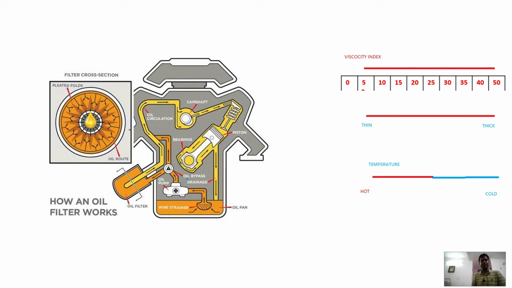Today we are going to see how to choose the right engine oil for a car. Before that, we will understand what happens inside the engine with the engine oil. Usually we pour our engine oil from the top, and it settles at the drain sump. That's what we know, right?